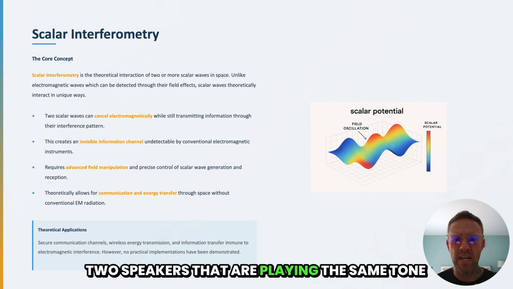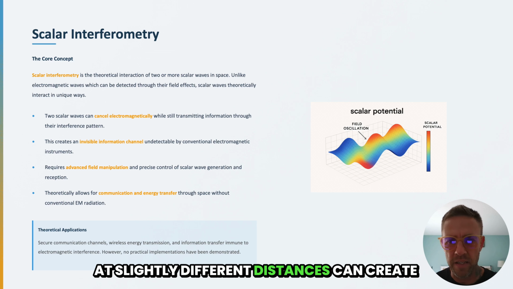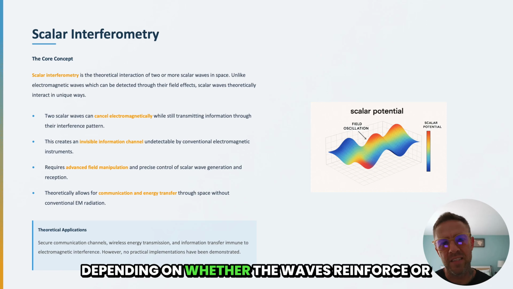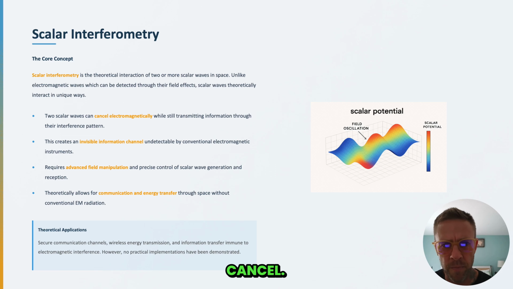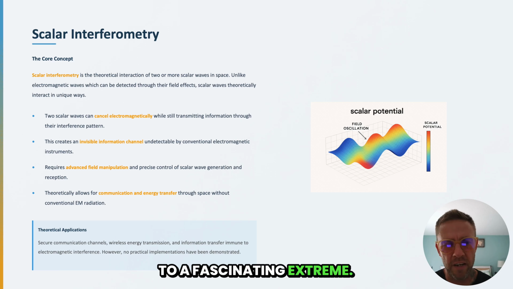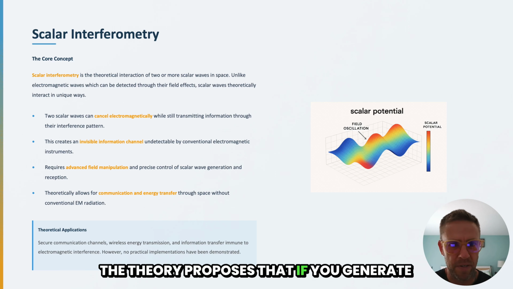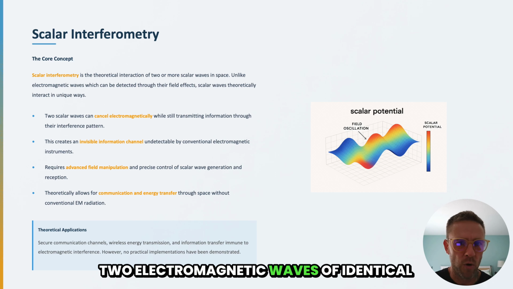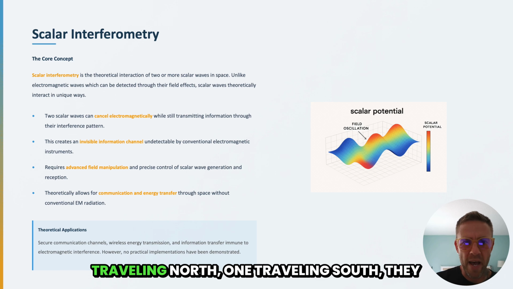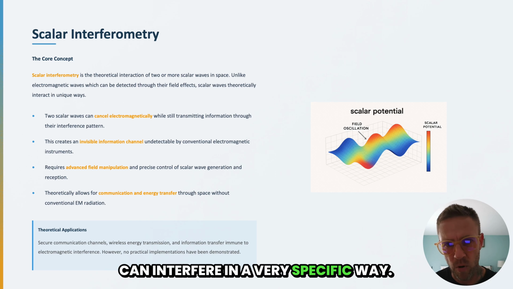Two speakers that are playing the same tone at slightly different distances can create areas of loud sound and areas of silence, depending on whether the waves reinforce or cancel. Now, scalar wave theory takes this concept to a fascinating extreme. The theory proposes that if you generate two electromagnetic waves of identical frequency, but in opposite directions, one traveling north, one traveling south, they can interfere in a very specific way.